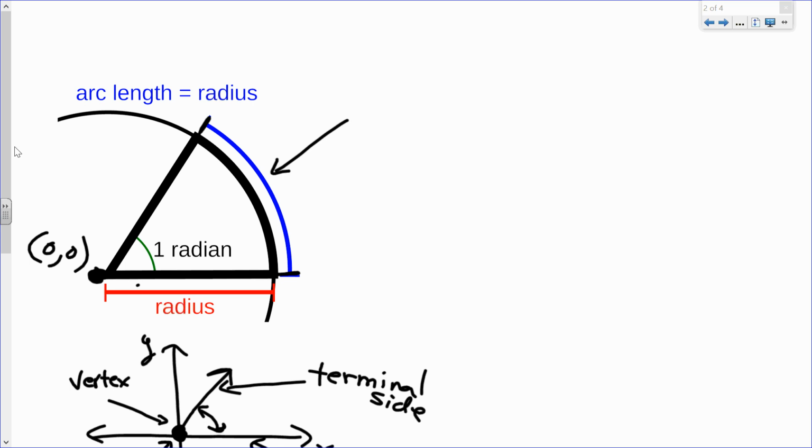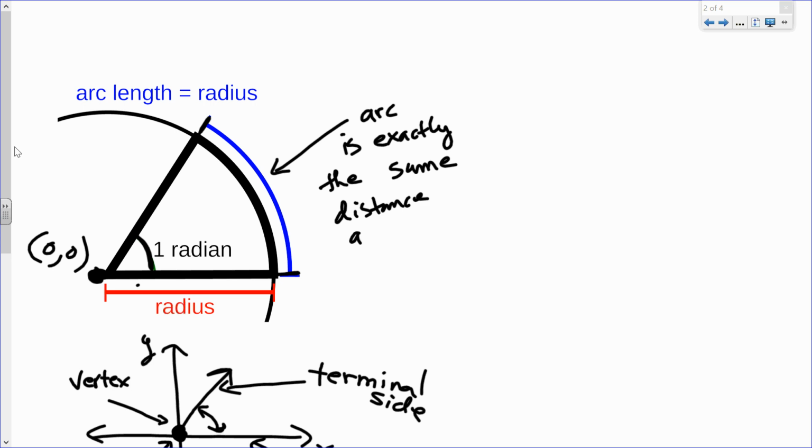This would be, actually not the arc, but the angle would be called 1 radian because it opens up to a point where this arc is the exact same distance as the radius. So go ahead and write: arc is exactly the same distance as a radius. Okay? That's what a radian is.